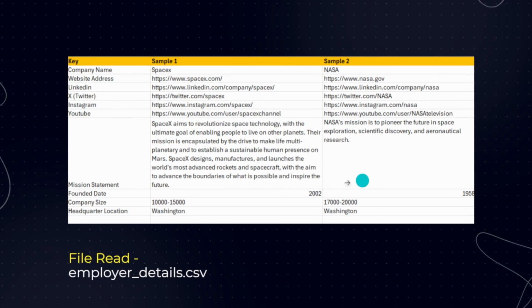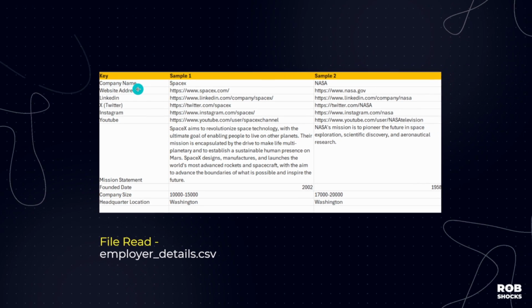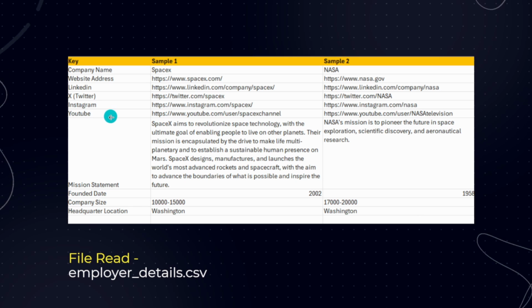So here's an example of the file that I'm providing. So I want to get the following information on selected companies: company name, address, their socials, a mission statement, founded date, etc. And I'm going to be using that to populate a separate database.